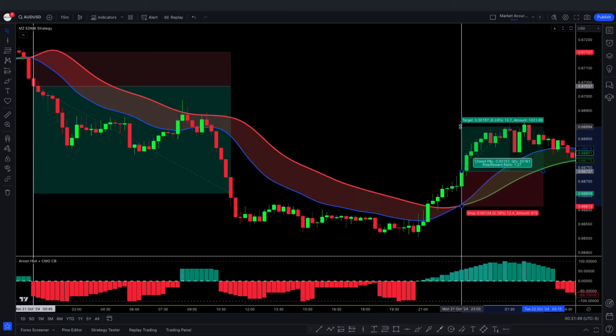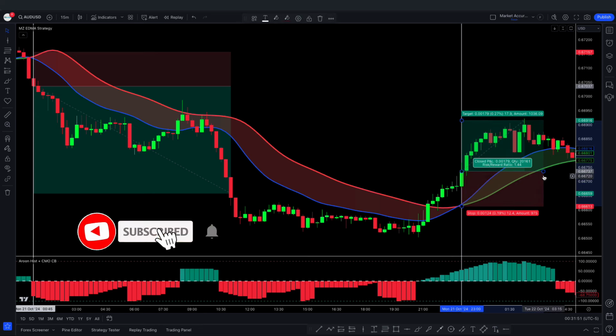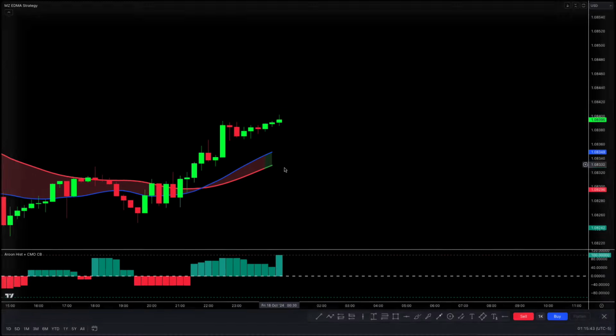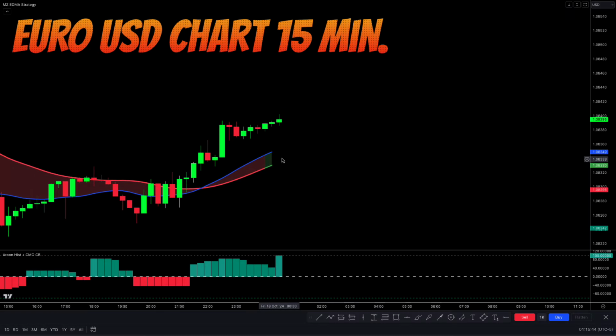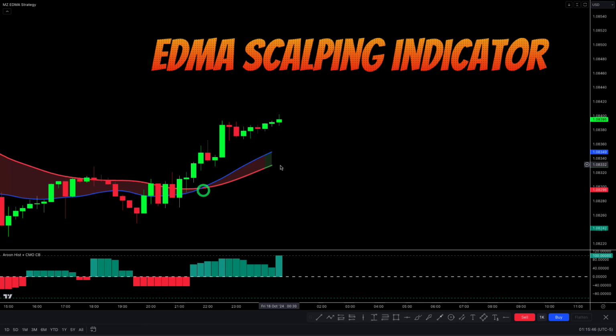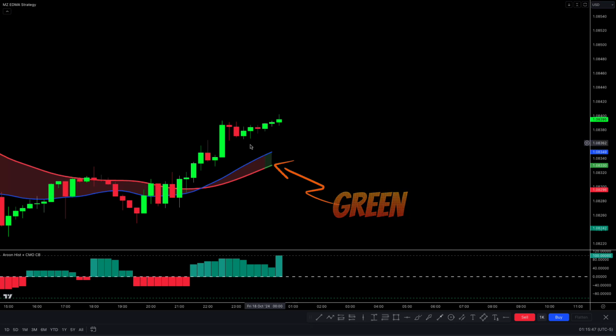I hope you have understood this example of the strategy. If not, then it doesn't matter, we are going to see another example of some test trades, so that you will definitely understand. Now we will see a buy trade on the EURUSD chart, 15 minute time frame. First look at the both EDMA scalping indicator lines crossing each other, and the color of the EDMA line turns green.